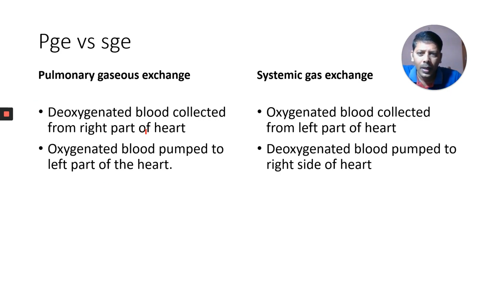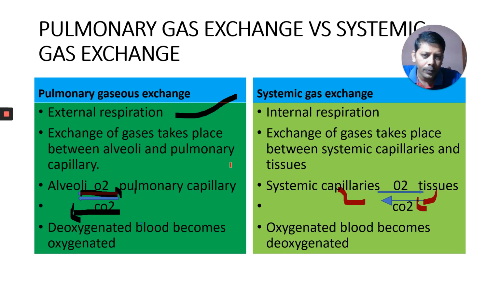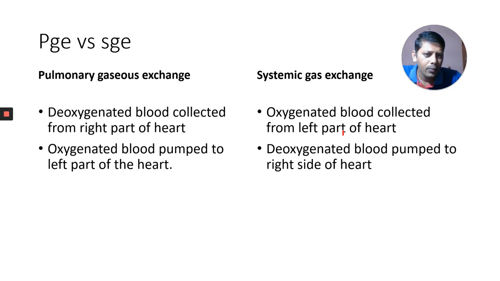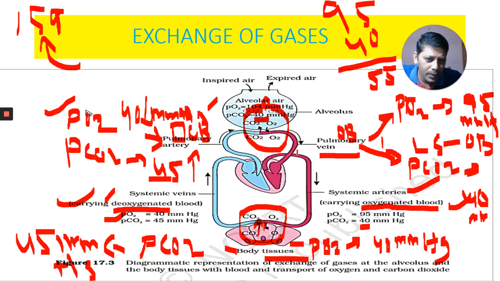Deoxygenated blood is collected from the right part of the heart. Oxygenated blood is collected from the left part of the heart. Here the deoxygenated blood is collected from the right side, and oxygenated blood is collected to this one, the systemic arteries, from the left side of the heart.